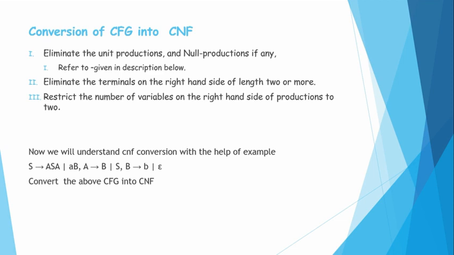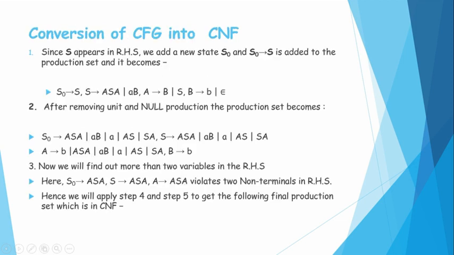Here is S, a non-terminal deriving 3 non-terminals, a single terminal and terminal, non-terminal, and A derives B, both are non-terminals, or S, and B deriving a single terminal or epsilon. Now with the help of this example we will see how to convert from CFG to CNF. Conversion of CFG into CNF.